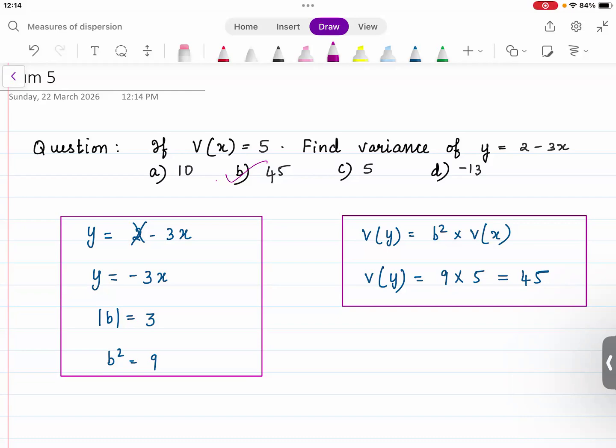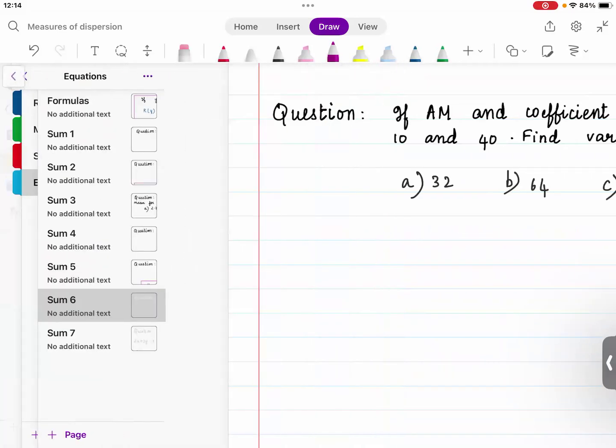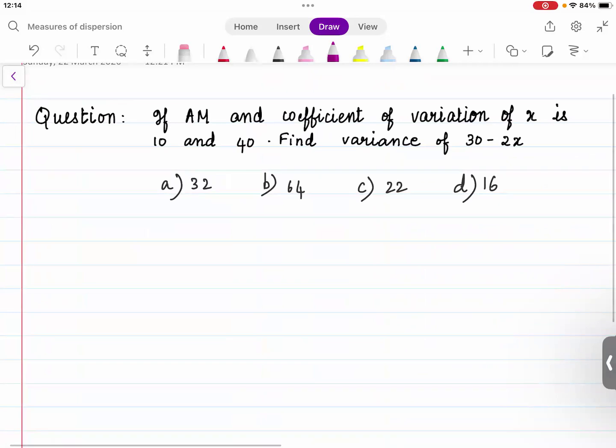So we'll solve the next question. In the next question, arithmetic mean and coefficient of variation of x is given as 10 and 40 respectively. Find the variance of 30 minus 2x. So they've given the arithmetic mean as 10 and coefficient of variation as 40. They're asking us to find variance of 30 minus 2x.